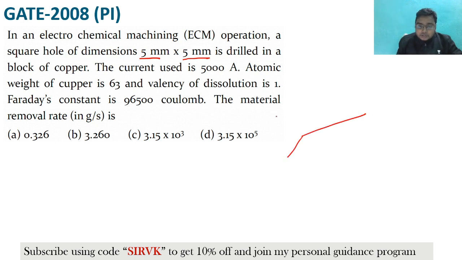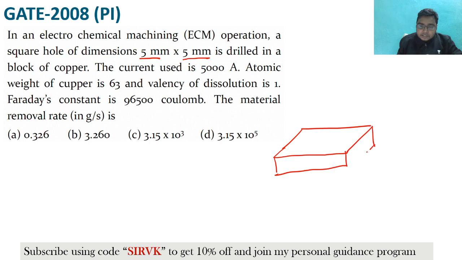Suppose this is a copper workpiece. In this copper workpiece, in this question it has been given to form a square hole of 5 cross 5 mm. So in this you need to make a square hole of 5 cross 5 mm, isn't it? So there is a square hole in here, whose dimension is 5 cross 5. Now see here, the current used in this process is 5000 amp.